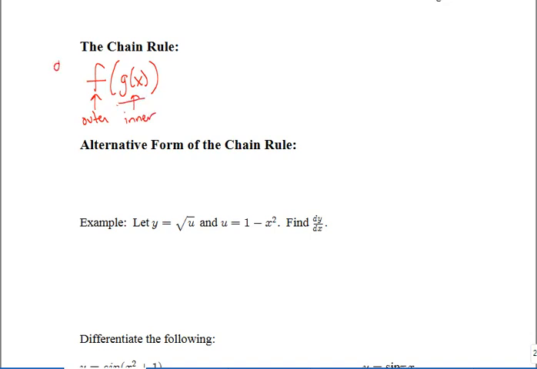And what we want to know is how to take the derivative of something that looks like that. According to the chain rule, you start with your outer function first. So we're going to take the derivative f prime of that outer function.